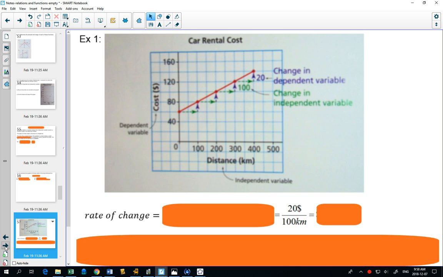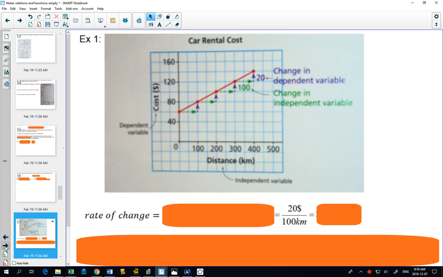So here we have a picture of car rental cost. We have a dependent variable, cost, and it's going to cost you more money if you drive it for longer. Okay? So let's look a little bit. What does this mean? How much is it changing?